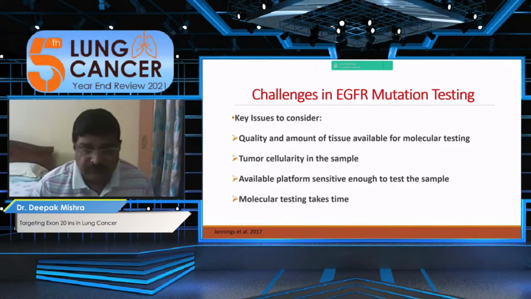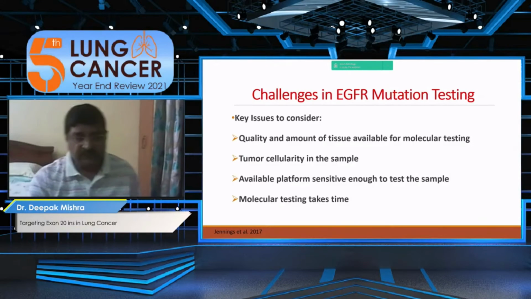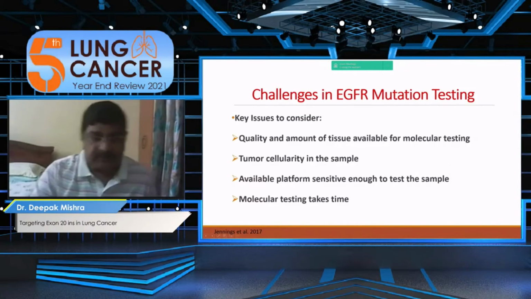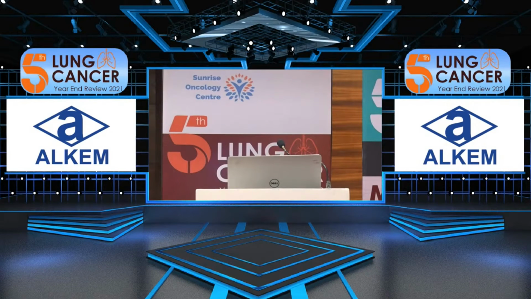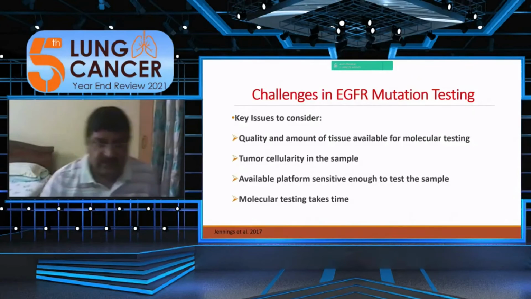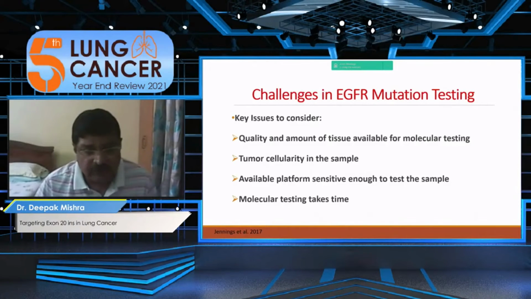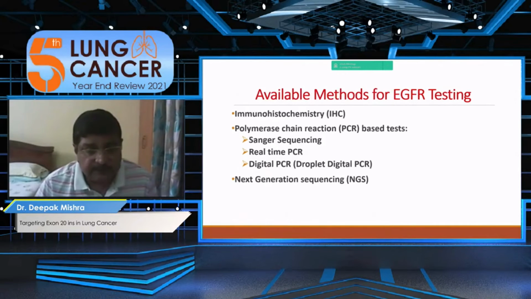So, what are the challenges that we face when we try to detect the EGFR mutation? The quality and the amount of tissue available for molecular testing is an issue. Always we talk about tissue being an issue. Already Rajiv has brilliantly touched upon this aspect. The tumor cellularity in the sample, the available platforms that you have in your laboratory, the sensitivity of these platforms, and all of us know that molecular testing takes time, and turnaround time is very important, and the economies of scale is important to give quality results at an affordable price. All these are factors that guide us in the laboratory to offer services to patients.